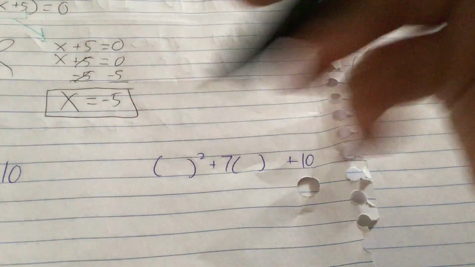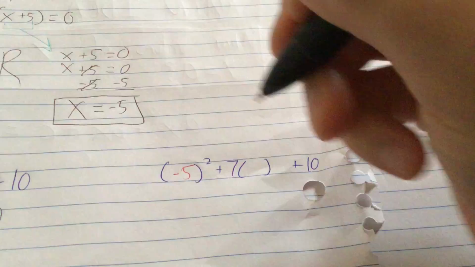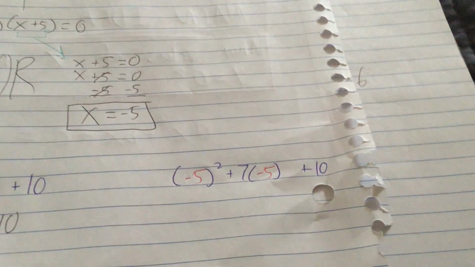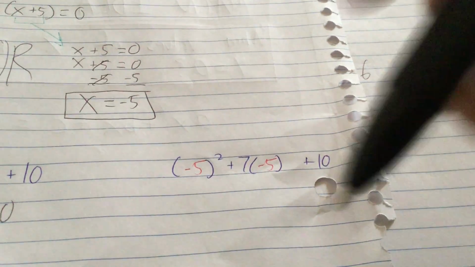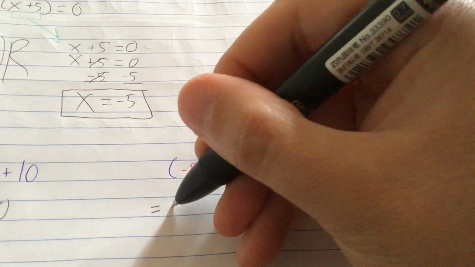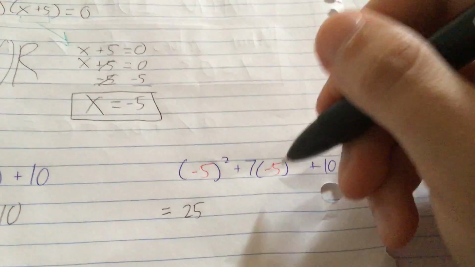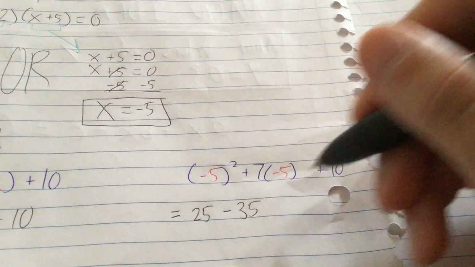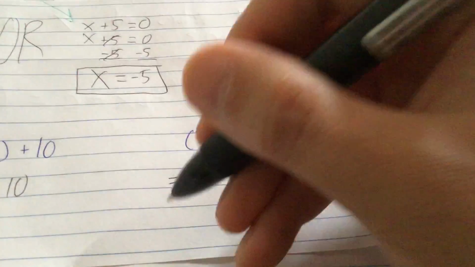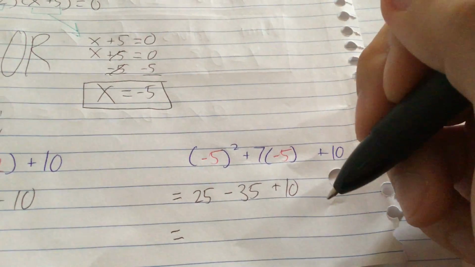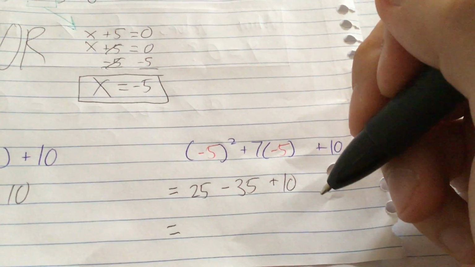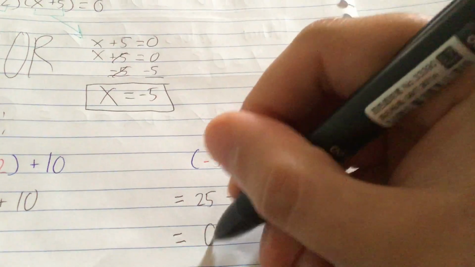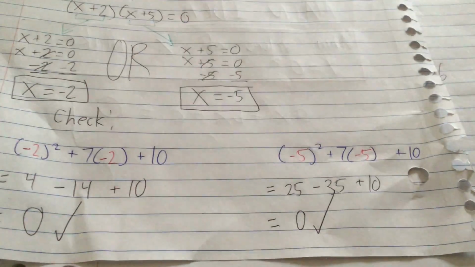Let's try it with the other way. Let's try x equals negative 5. Negative 5 quantity squared is positive 25. 7 times negative 5 is negative 35. And then we add 10. 25 minus 35 is negative 10. Negative 10 plus 10 is 0, and that's what we check off.